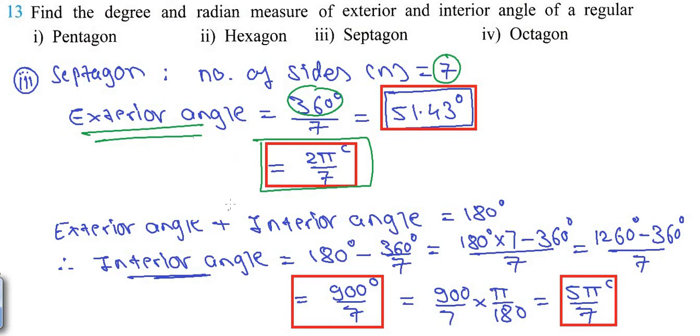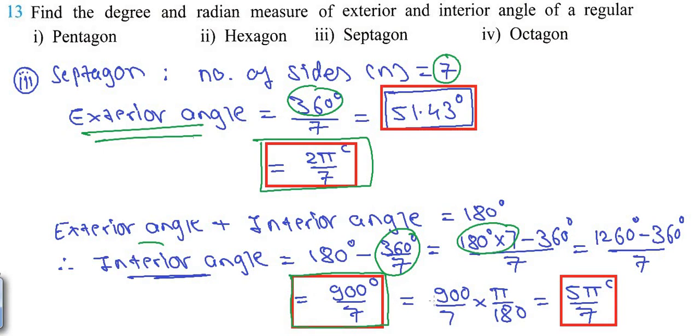Let us find the interior angle now. The sum of the two is equal to 180 degree, exterior plus interior. So interior angle equal to 180 minus exterior, that is 360 upon 7. Denominator is 7, so multiply and divide 180 degree by 7. So 180 degree into 7 minus 360 degree upon 7. 180 degree into 7 is 1260, 1260 degree minus 360 equal to 900. So interior angle is 900 upon 7 degree. Keep it as it is, or you can divide it by 7 to get it into fractional.